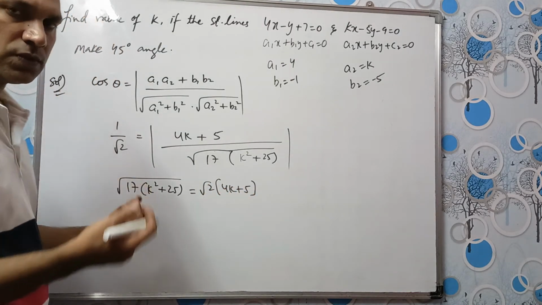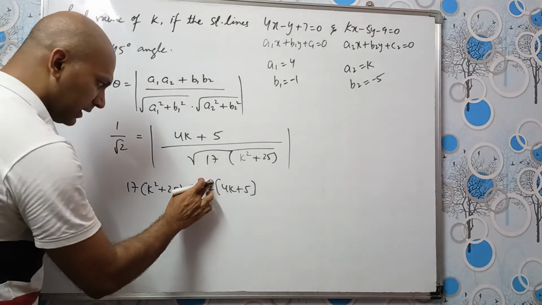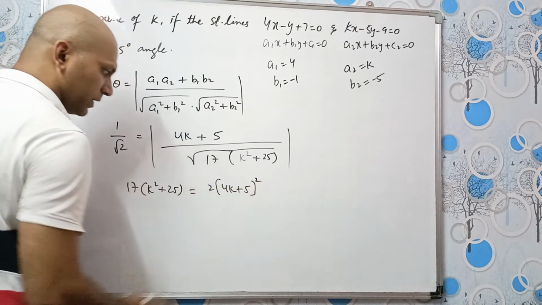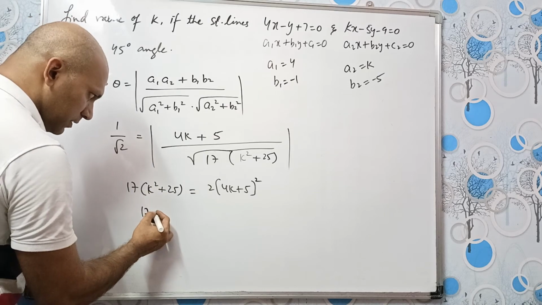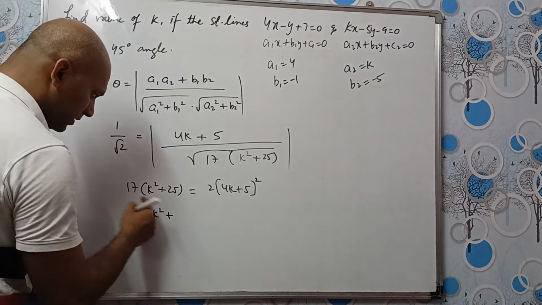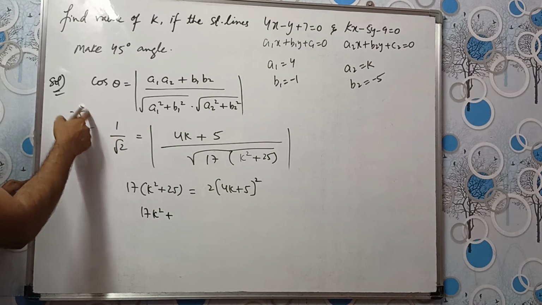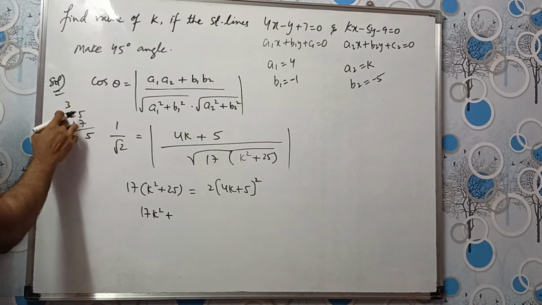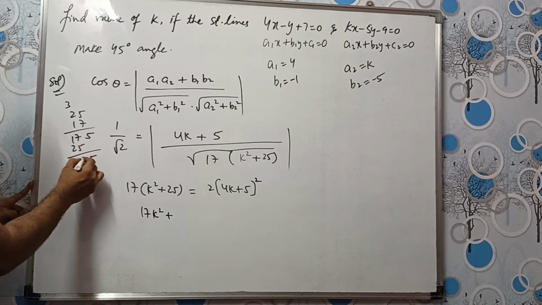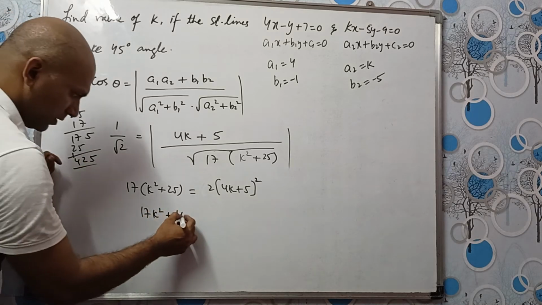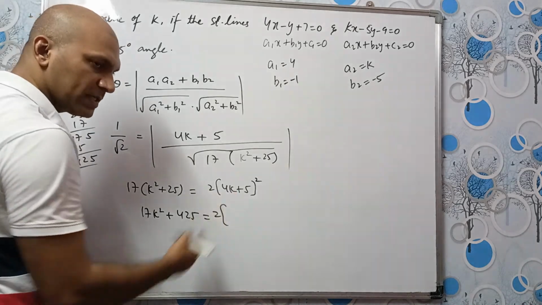Now to eliminate roots we need to square on both sides. If you square on both sides, this root will get cancelled and this root will get cancelled. This will be whole square. Okay, I hope you understood this step. Let us simplify this. 17k² plus 25 multiplied by 17. 7 5s are 35, 14, 15, 16, 17 and 25. So this is 425, is equal to 2 multiplied by expansion of 4k plus 5 whole square.